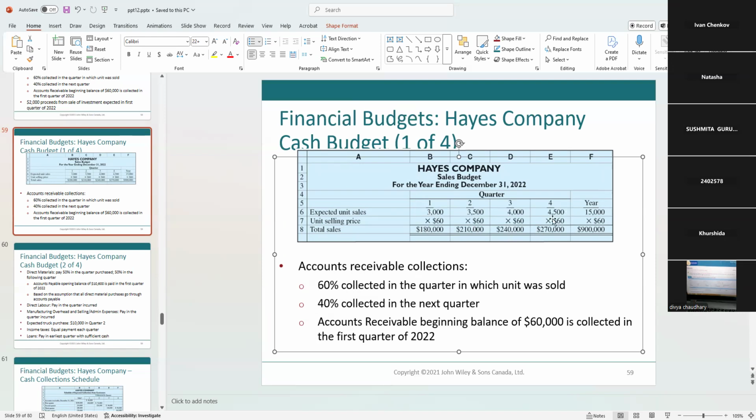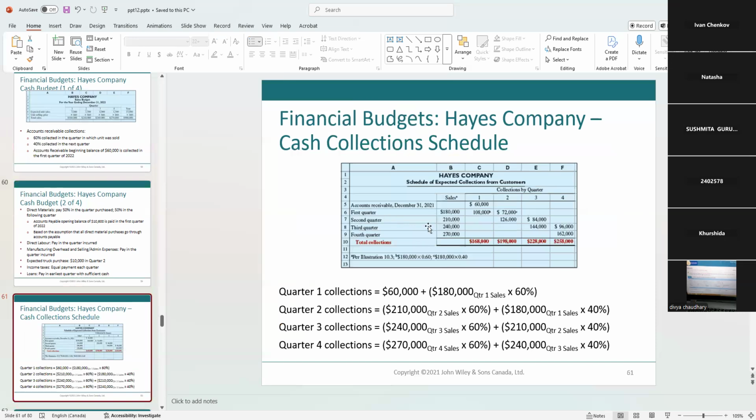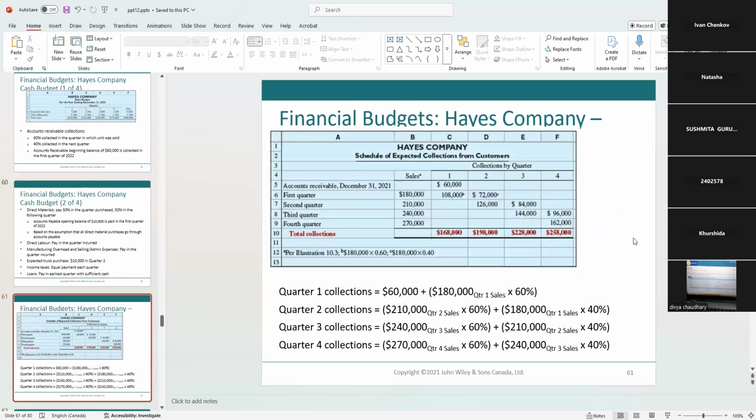Fourth quarter, what are we going to collect? We're going to collect 40% from the previous quarter plus 60% from the current quarter. That's all you have to do, and that's how much your collections will be for this period of time. As you can see, in the first quarter, we're collecting the outstanding plus 60% of the current quarter. Next quarter, we're collecting the remaining 40% from the first quarter plus 60% of the second quarter. And keep going.